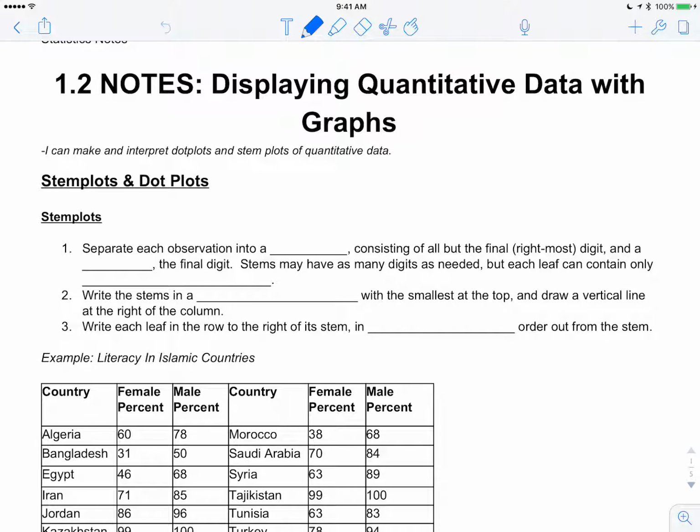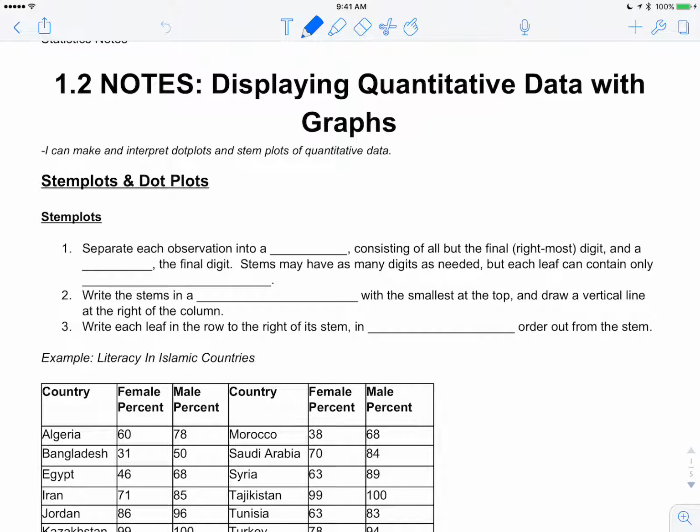In this video, we're going to talk about section 1.2, displaying quantitative data with graphs. So moving on from categorical data graphs to quantitative data with numbers, how to appropriately show them to other people to influence them to make decisions. And we're going to talk about many different types of plots and graphs today.